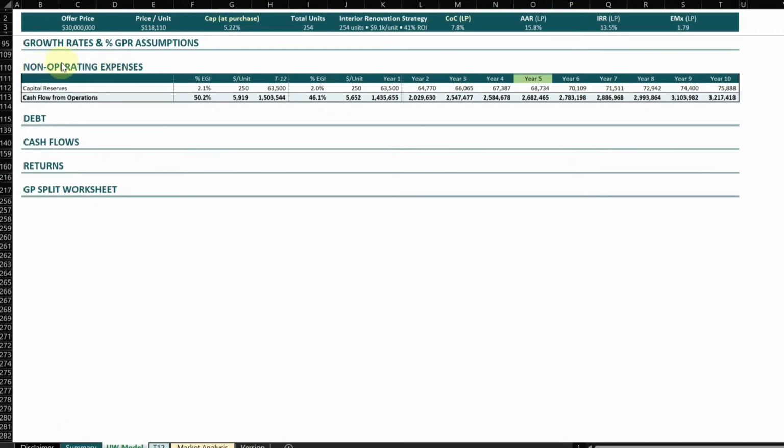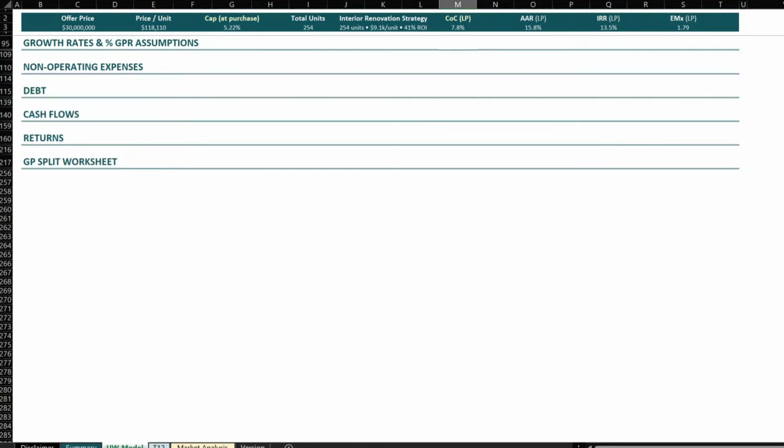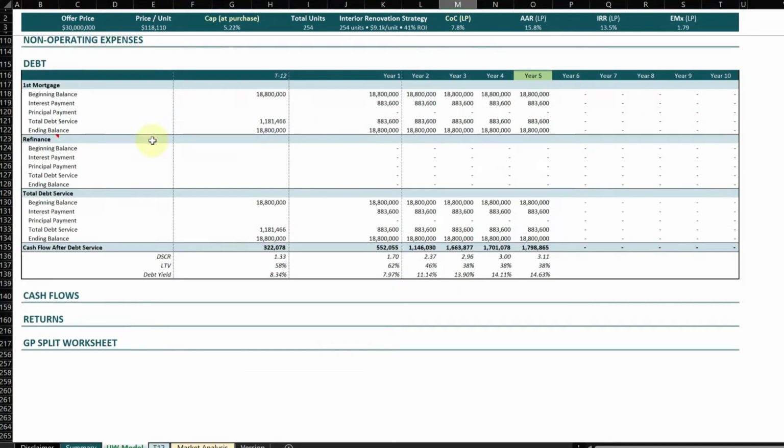Looking at the non-operating expenses, right now this is just capital reserves. So this is what you're holding in reserves each year for the life of the property. Next section is your debt model, and you can see it's very straightforward. In this case, we only have an acquisition loan.